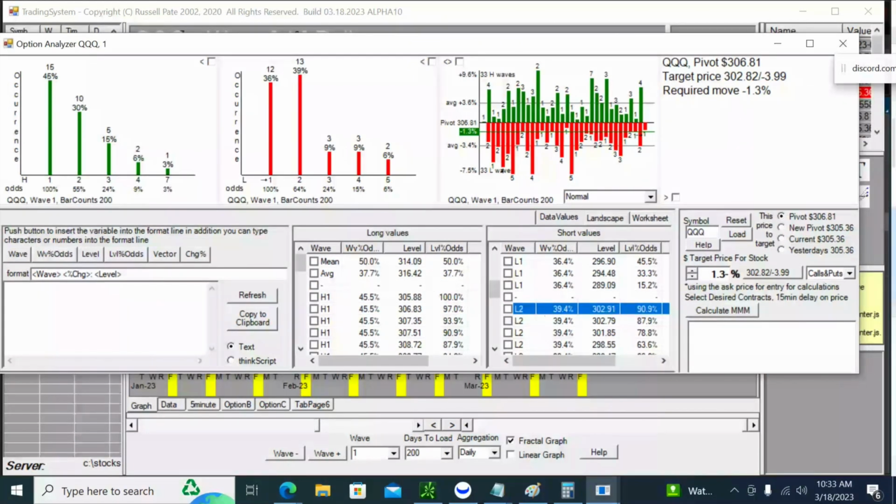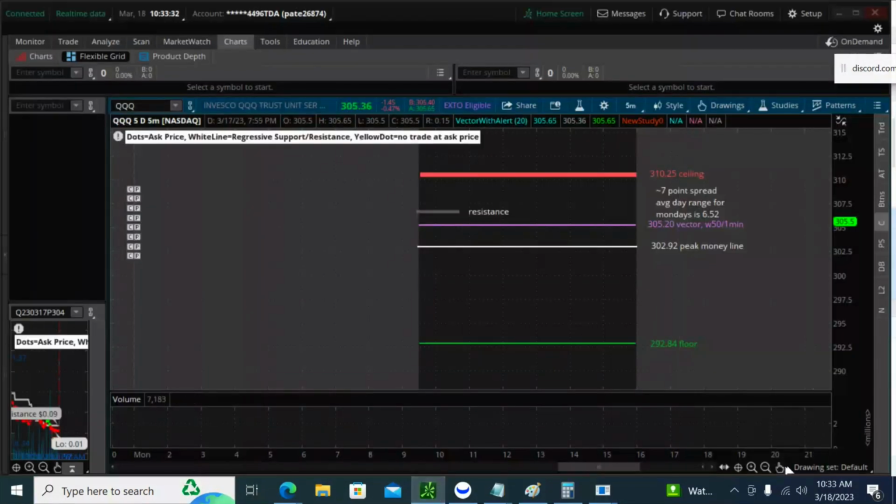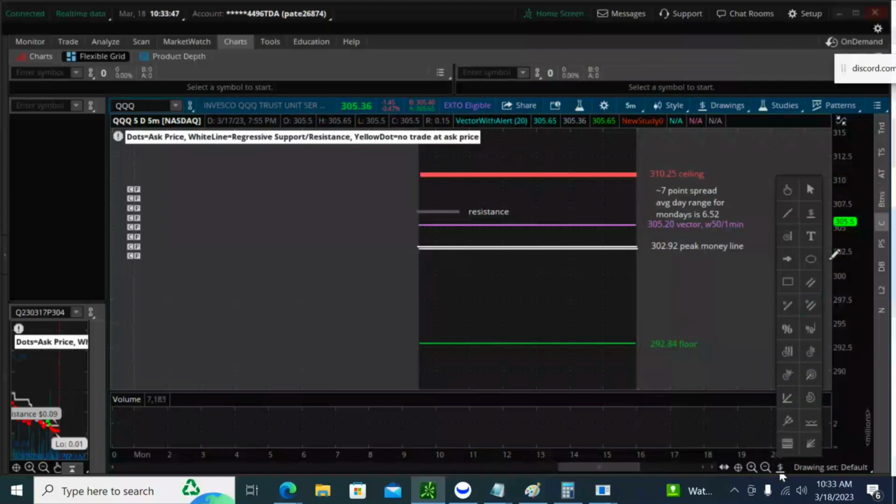39.4% right here of our moves down is owned by L2s. So L2s own 39.4% of the overall moves. So if you take 36 and 39 and add them together, L1s and L2s own that much of the pie slice of the overall move short. So I'm going to add 302.91 for my first target if it went low. 302.91. Which, of course, is near peak money line.